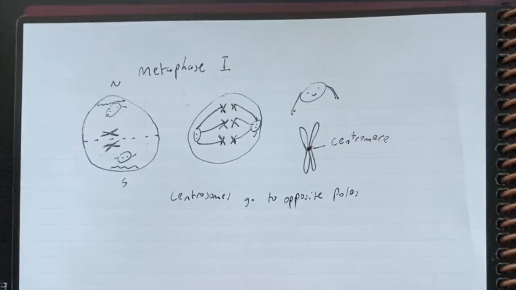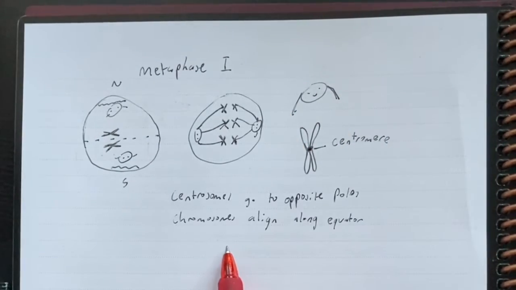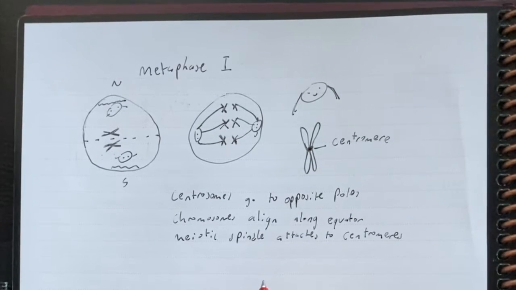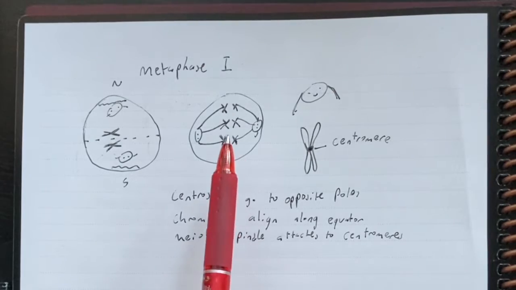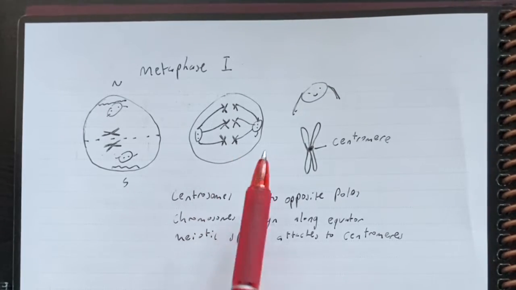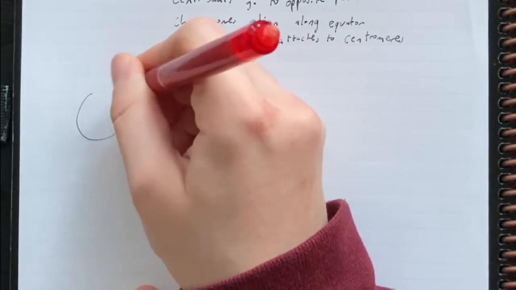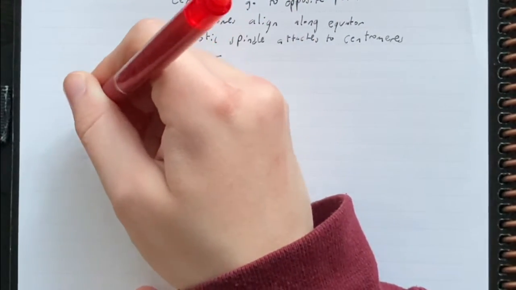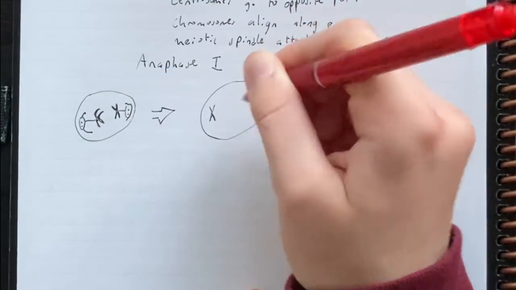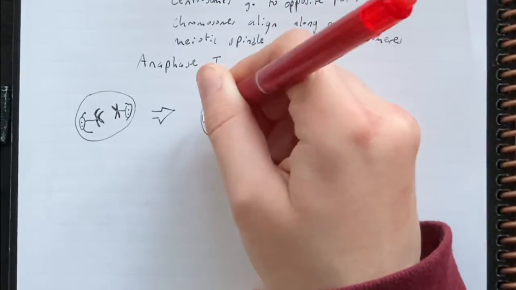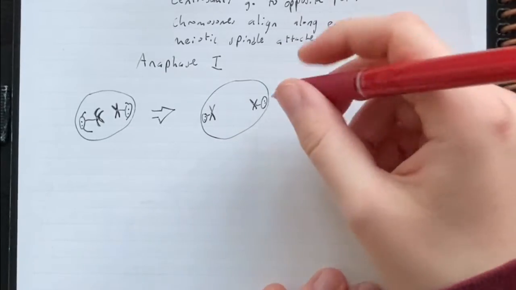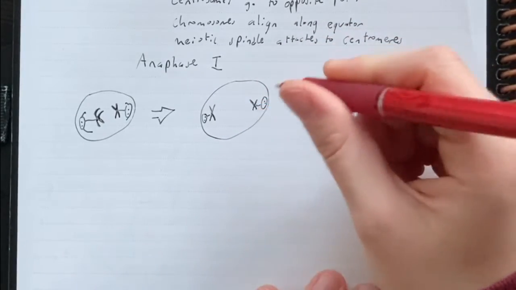So let's review that. Centrosomes go to opposite poles. Chromosomes align along the equator. Meiotic spindle attaches to centromeres. Alright, so basically everything is set, and you can probably tell that these guys are going to pull the chromosome pairs apart. This is Anaphase I. Anaphase I is where the meiotic spindle retracts. They literally separate the two chromosomes to the opposite sides of the cell. One is over here and the other is over here with these dudes, you know. The meiotic spindle pulls the chromosomes apart from each other to opposite poles.